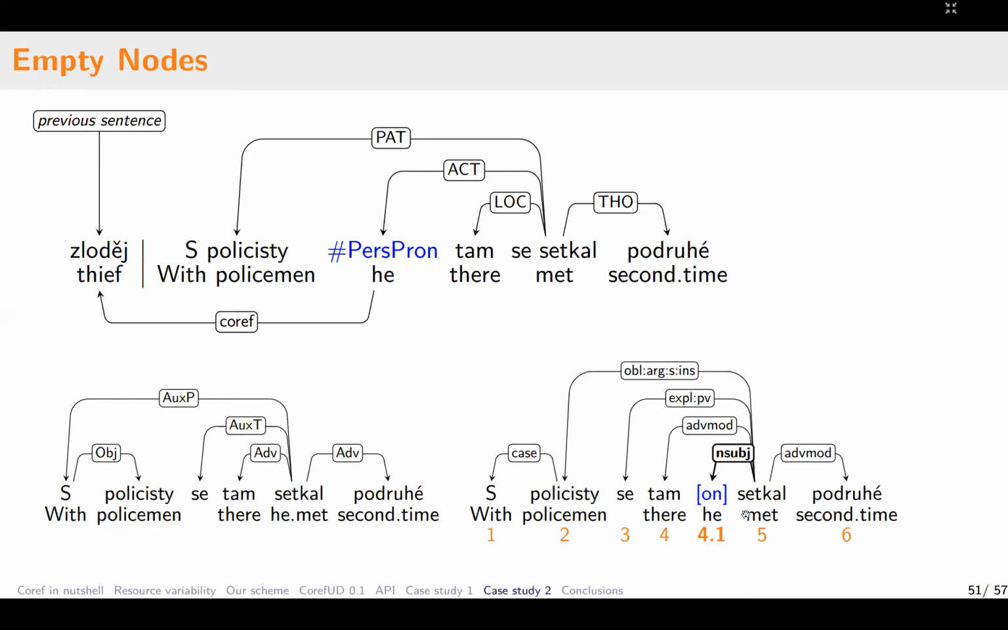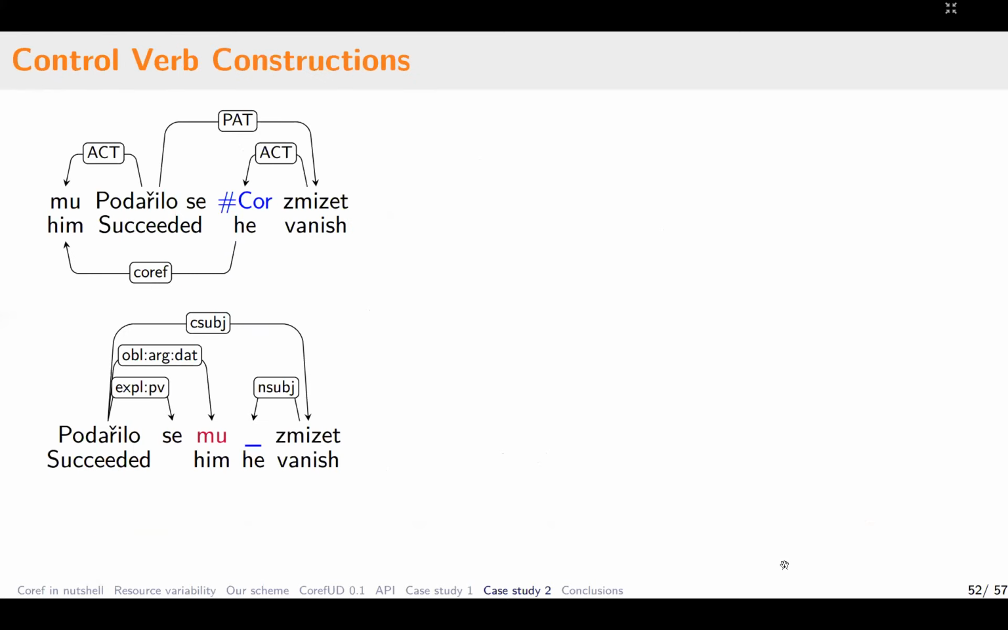Here between tam and setkal, but again, there would be multiple possibilities where to place it, and this does not necessarily guarantee that you will have no discontinuous mentions on the surface. So, as Martin said, there could be potential improvements along this axis.